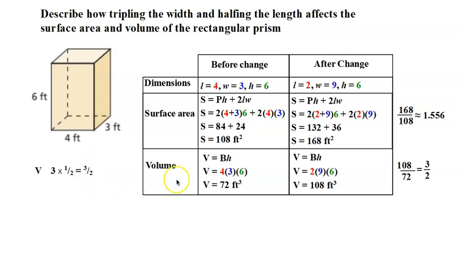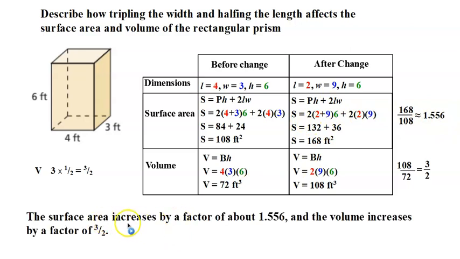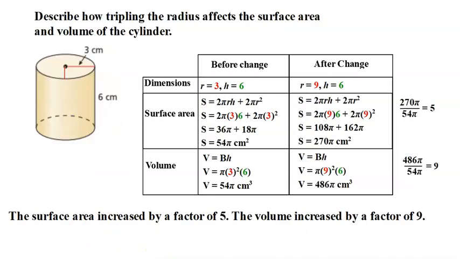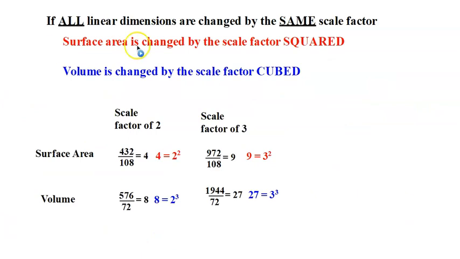Volume, we got shortcuts. Surface area, no shortcuts, unfortunately. We have to work that out. And so surface area increases by a factor of about 1.556. Volume increases by a factor of 3/2. All right. So when you are doing these, if you are multiplying all of the dimensions by the same scale factor, all you got to do is take that scale factor. For surface area, you square it. For volume, you cube it.